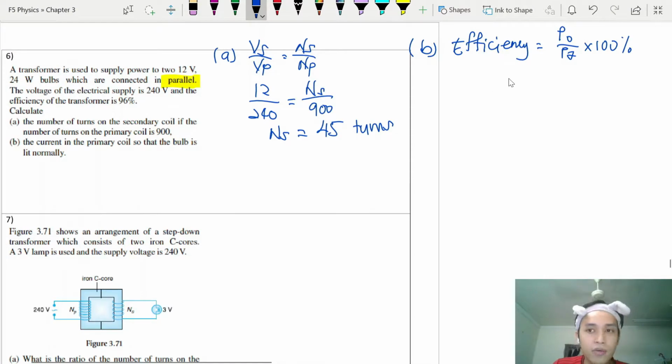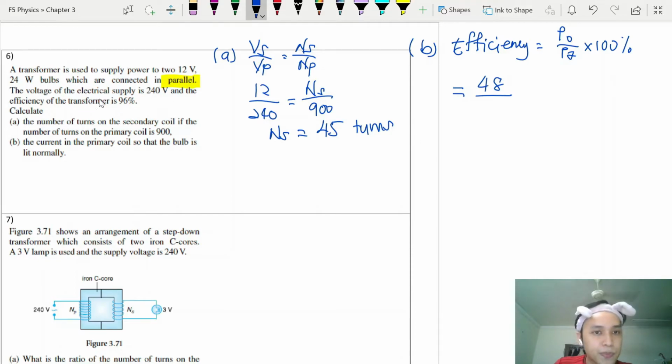Okay, now let me just put it right here. So my output power. In this case, since they already tell me the power rating of the light bulb, and I have two light bulbs. Now, for power, we don't need to know whether it's series or parallel. For power, if it's 2, we just add up the total watts here. So 2 light bulbs, meaning my output power here on top, I can straight away put in is 48.